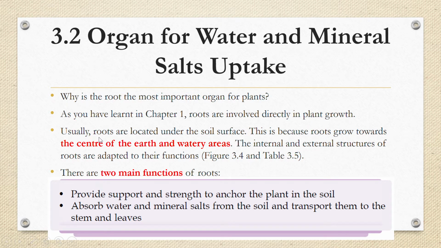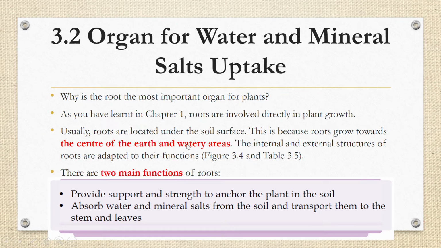And you know the location of the roots, usually it is located underneath or under the soil. And this is because the root grows towards the center of the earth and also watery areas. I wonder if you still remember the terms geotropism positive and also hydrotropism positive. So roots are showing this type of response to gravity and also to water, and that's why we call it geotropism positive and hydrotropism positive.